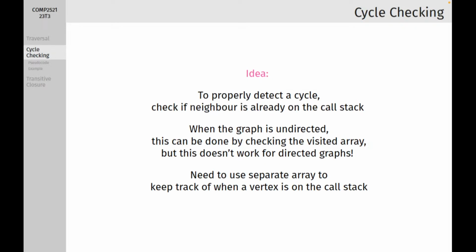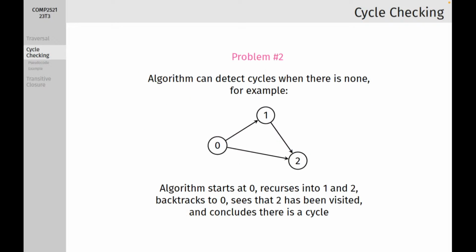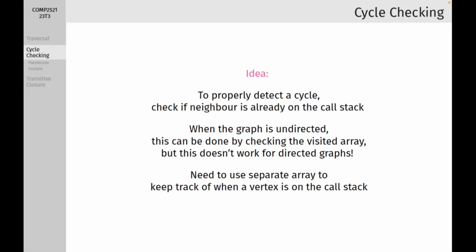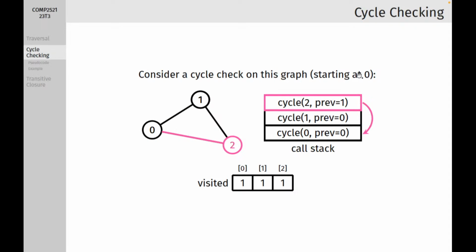But for directed graphs, we can't do this because we have directed edges. So it's possible that we recurse over to another vertex and then backtrack, and then later on we see the vertex again via another edge. So what we need to do is use a separate array to keep track of when a vertex is on the call stack. It's similar to a visited array, but it just keeps track of which vertices are on the call stack.